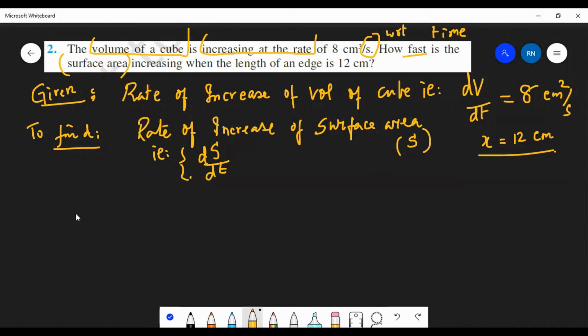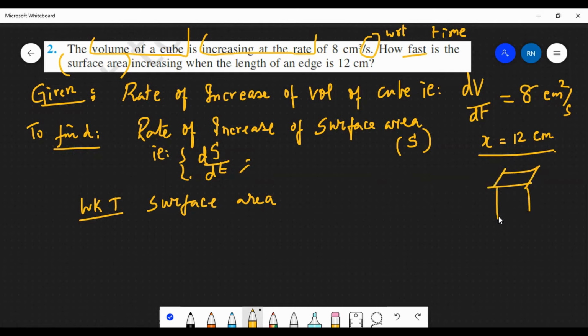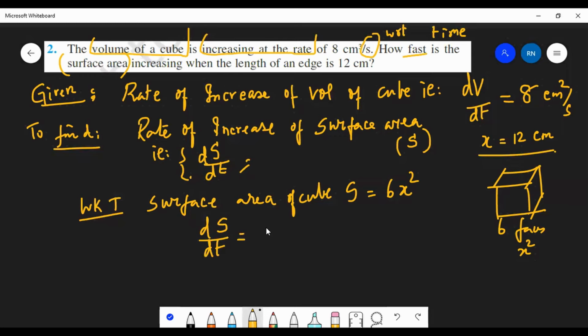Now first, what is it that we want to find out? We know the expression for surface area. We know the surface area of a cube. Are you remembering, all of you? Surface area means the cube comes with 6 faces. Each face has surface area x square. So surface area of cube S is equal to 6x square. So we want to find dS by dt, which is 12x.